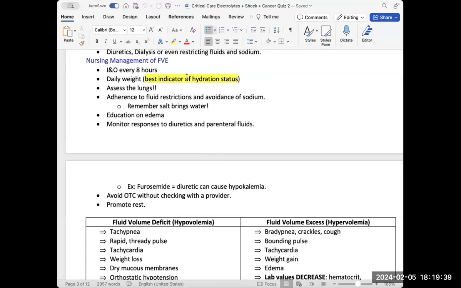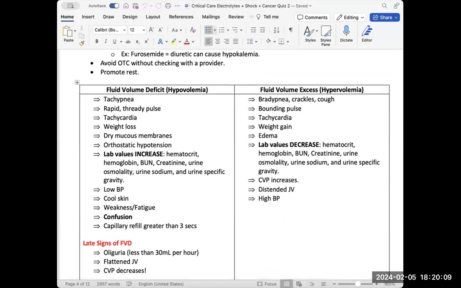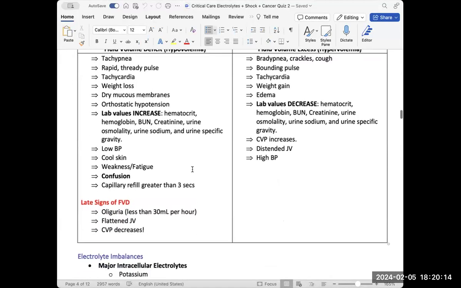INOs, right? We're going to look at their skin, all of that stuff that we said, labs. But the difference here is that for nursing management of fluid volume excess we're also going to add the lungs, specifically looking for edema, as well as fluid restrictions, right? Compared to fluid volume deficit, where they need fluid, here they don't need fluid. They have enough. They just can't get rid of it. So diuretics are going to be our friends here for fluid volume excess, but they can cause electrolyte imbalances, so it requires a lot of monitoring.